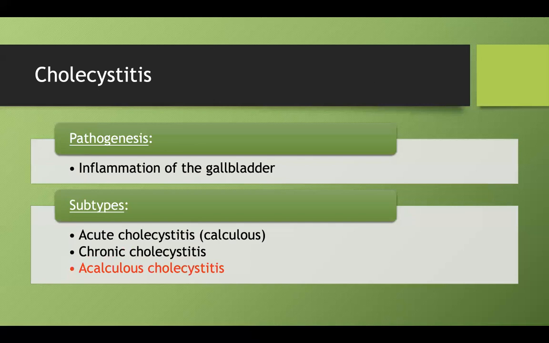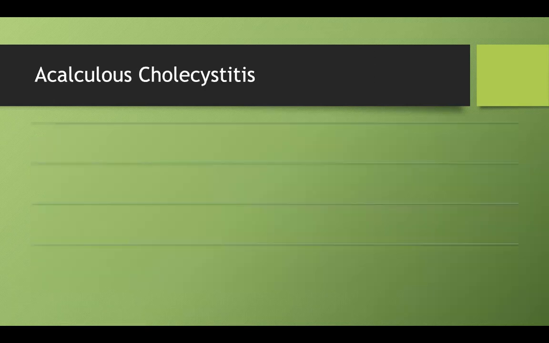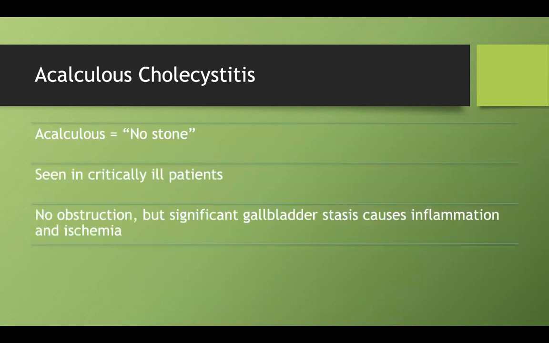I'll just briefly mention acalculous cholecystitis. It doesn't really fit in with our whole gallstone pathologies that we've been talking about so far, but acalculous cholecystitis means cholecystitis that forms without any stone. You'll see this in critically ill patients. And what's happening here is that instead of obstruction causing the problem, it's actually just gallbladder stasis. They're so sick, there's no flow from the gallbladder out to the duodenum, that you're just going to eventually cause inflammation and ischemia to that region.